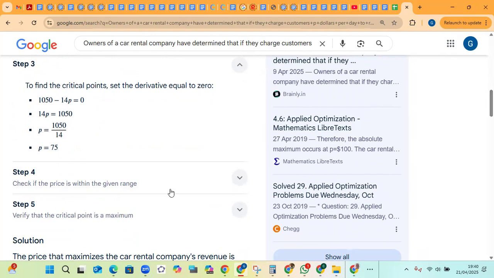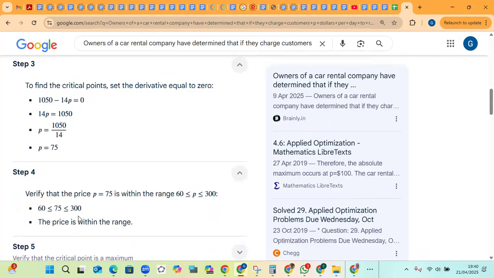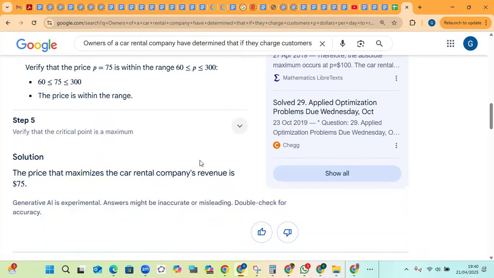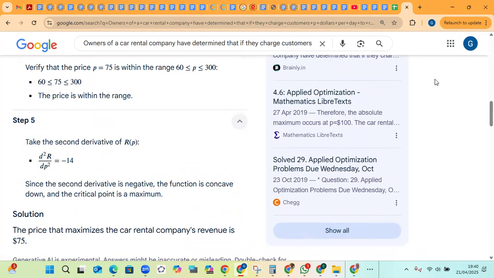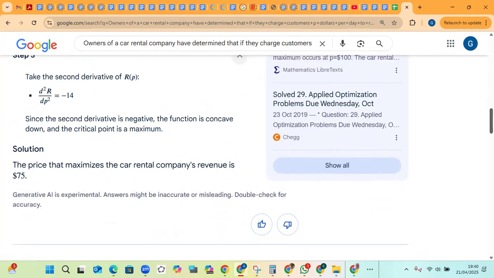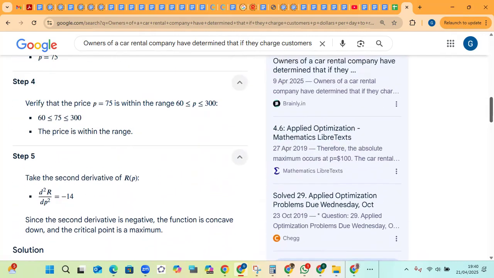And to check to see if this is within the range of 60 and 300, 75 is between 60 and 300. So we are okay here. And to verify that the critical point is a maximum, you can substitute 60, 75, and 300, and 75 will give you the most. Or you can apply the second derivative function.